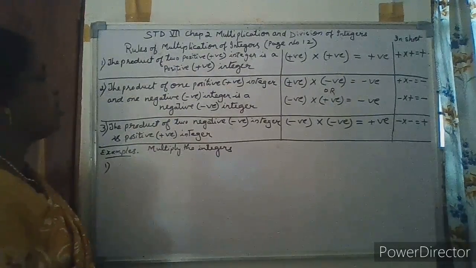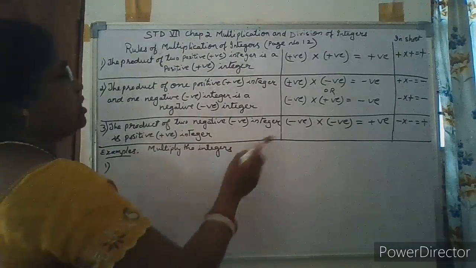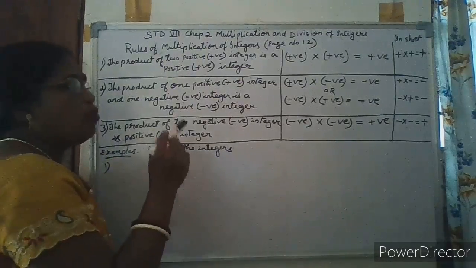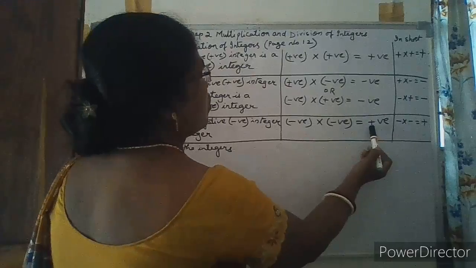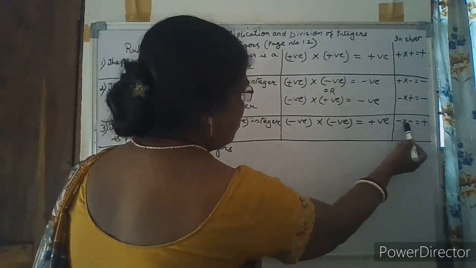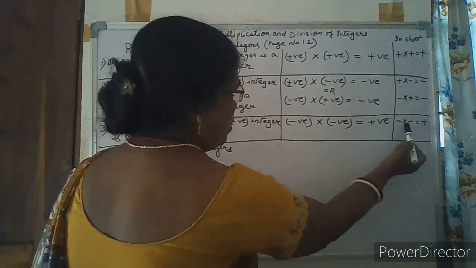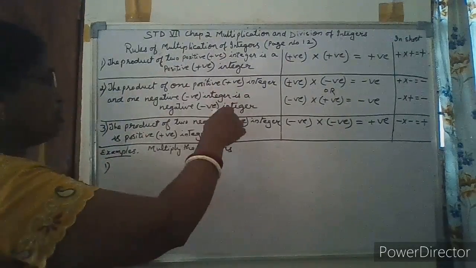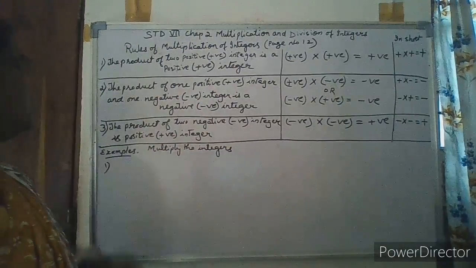We go to the third rule. The product of two negative integers is a positive integer. That is, negative into negative is equal to positive, or minus into minus is equal to plus. You have learned this in 6th standard. Minus into minus is equal to plus. So we have got these three rules of multiplication of integers.